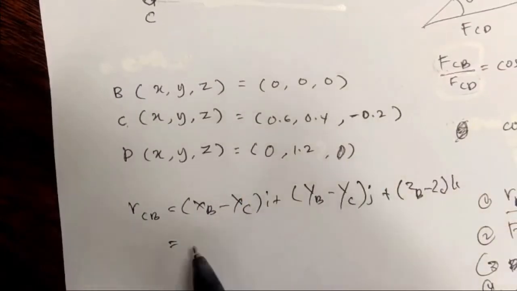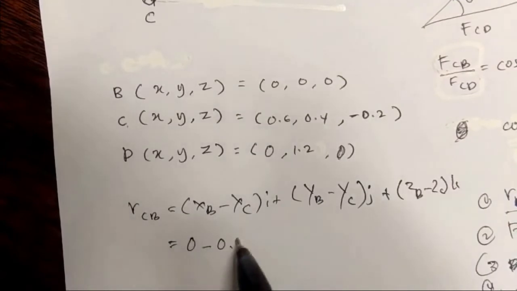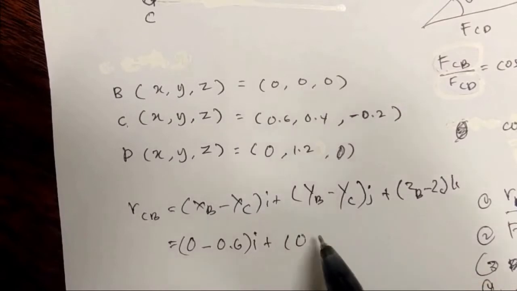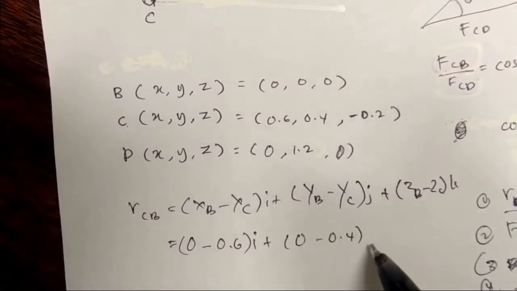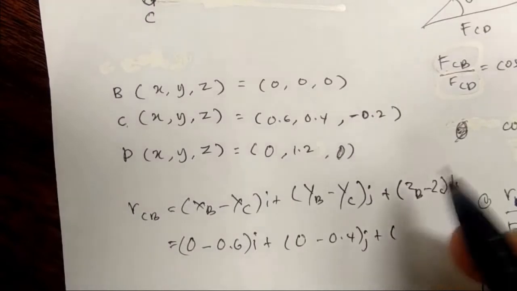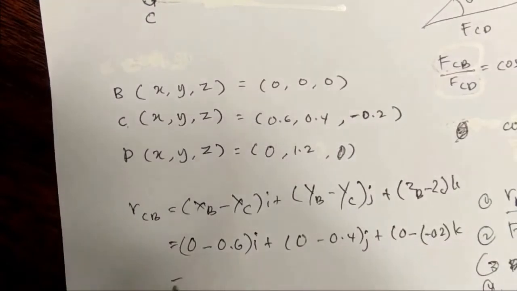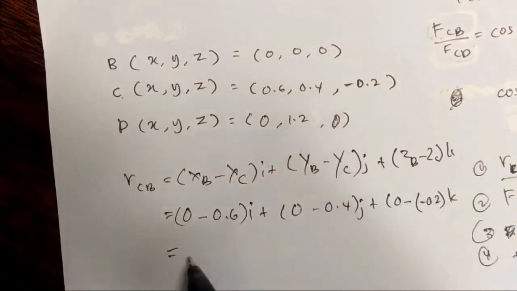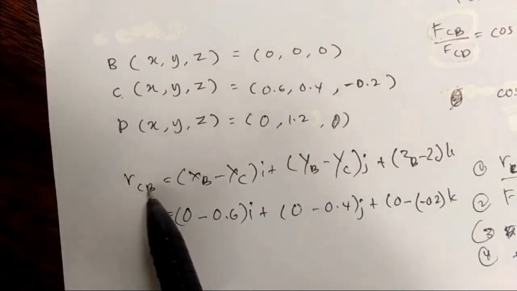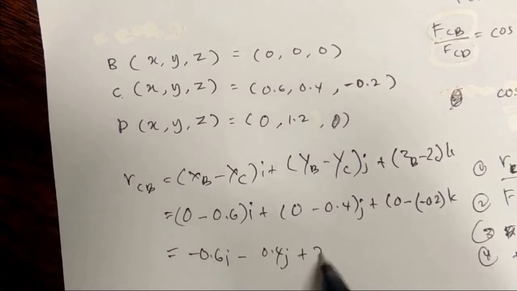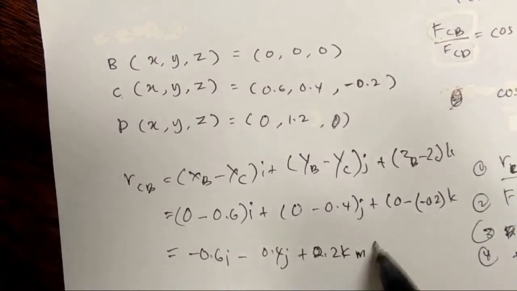So what is XB? XB is 0 minus XC 0.6 I plus 0 minus 0.4 J plus 0 minus -2. Okay, so you will get the Cartesian vector for RCB: -0.6 I minus 0.4 J plus 0.2 K meter. Okay, this is a vector.